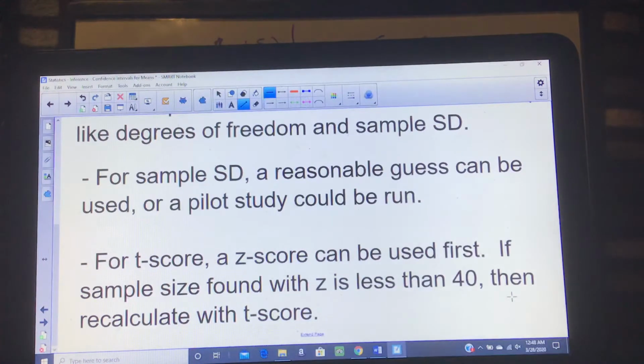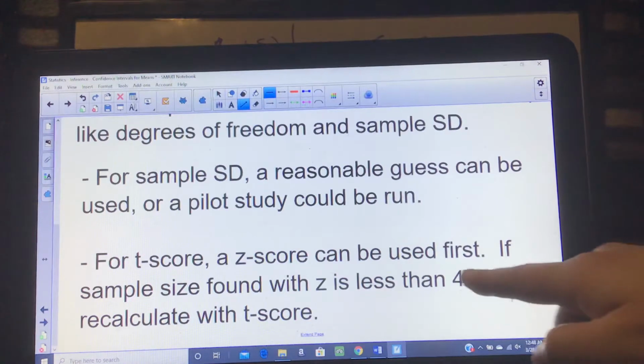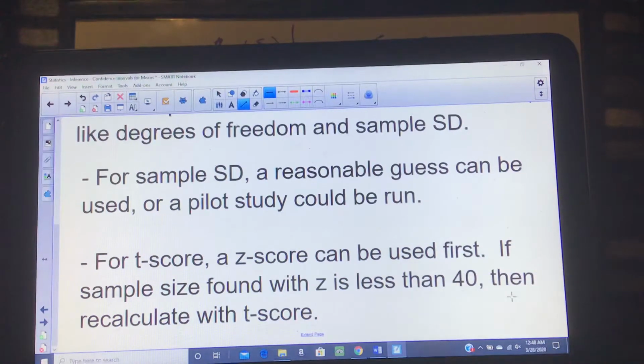You're going to replace t with z. If the number comes out high, then z and t are essentially close, so you could just use that number. If the number comes out low, less than 40, the z-score is giving us a rough estimate, but it's somewhat off. We can use that to go back and get a better estimate using a t-distribution of that number of degrees of freedom, all right?